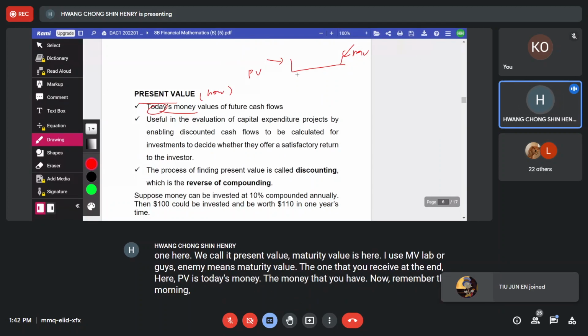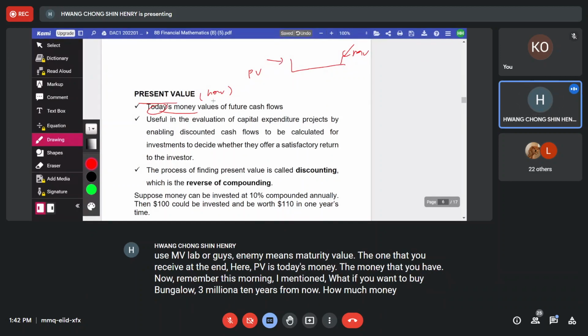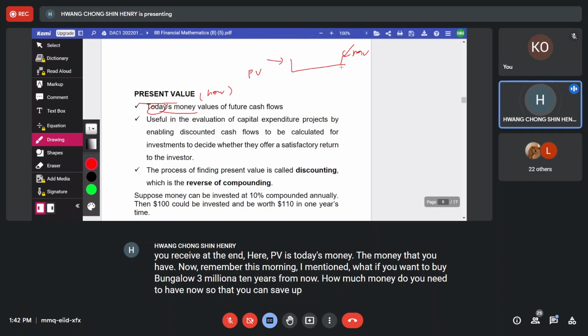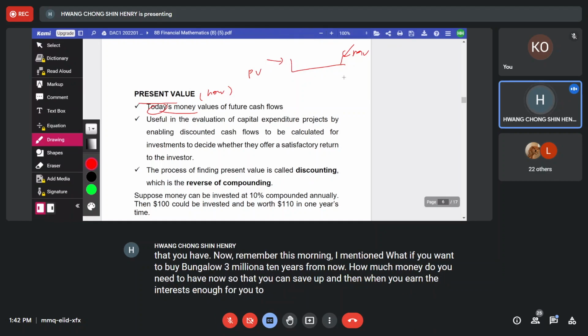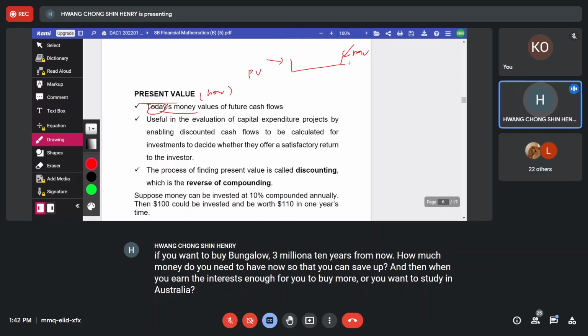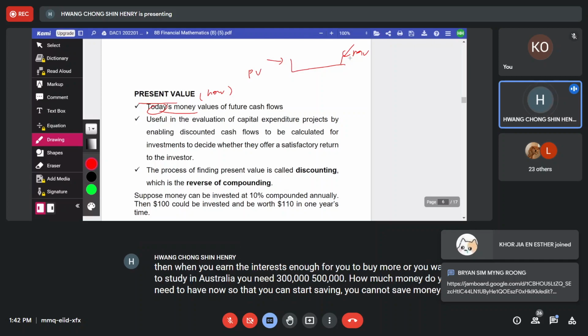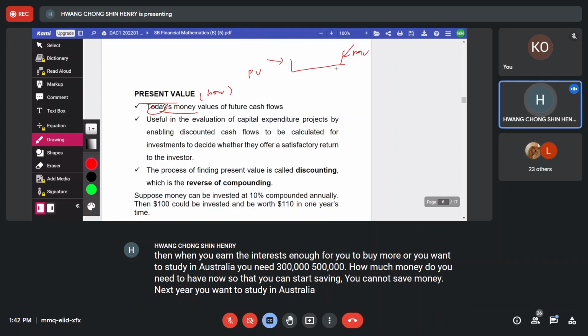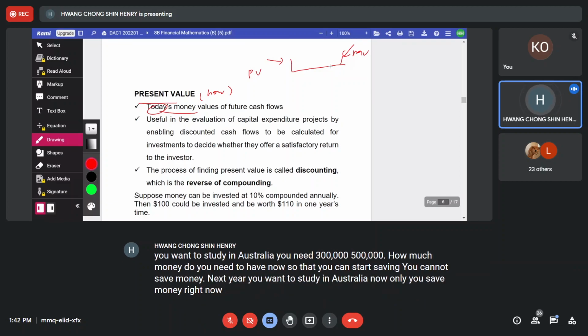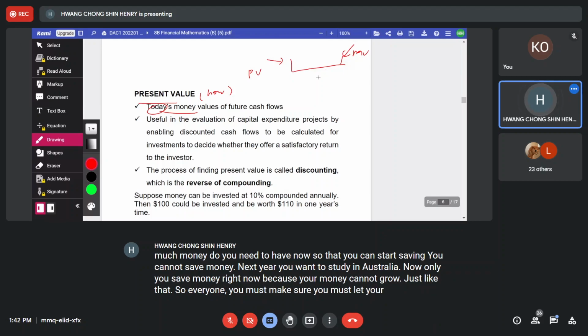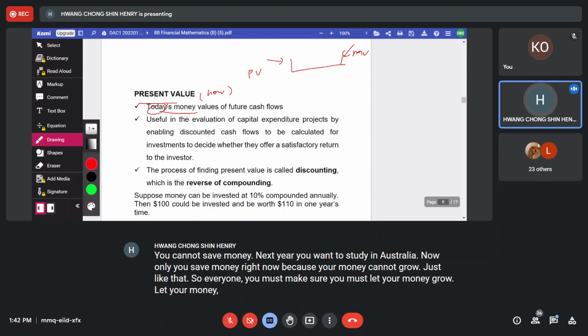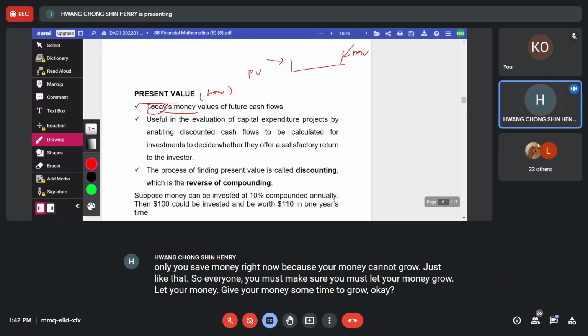Remember this morning I mentioned, what if you want to buy a bungalow for 3 million 10 years from now, how much money do you need to have now so that you can save up? Then when you earn enough interest, you can buy the bungalow. Or you want to study in Australia, you need 300,000 or 500,000. How much money do you need to have now so that you can start saving? You cannot wait to save money until next year when you want to study in Australia. You must save now, because your money cannot grow just like that. So everyone, you must let your money grow, give your money some time to grow, at least a few years.